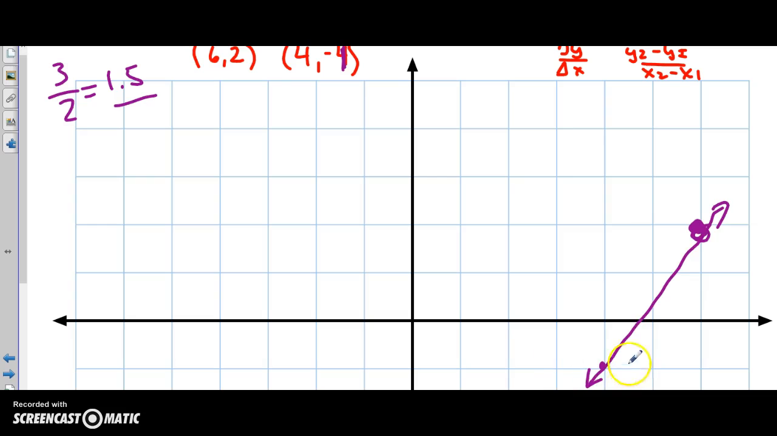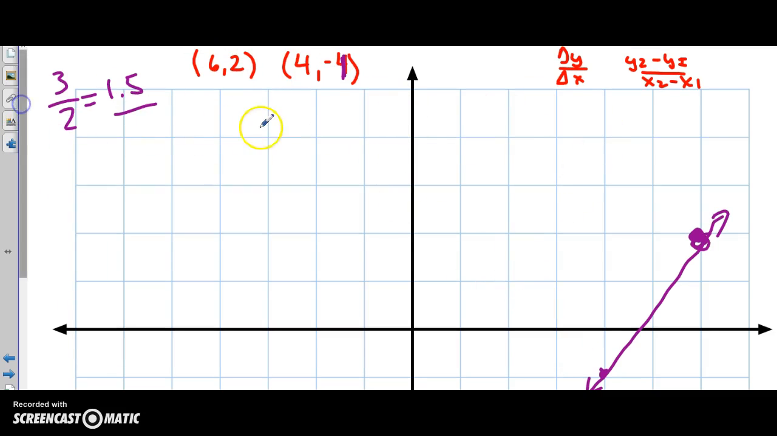Either way, it's positive because I'm going up. It doesn't matter that I wrote this point first and this point second. What's important is, once you look at the graph, is it going upwards, left to right? Yes, it is, so I have a positive slope. So let's ignore what I just did, and let's say I only had the points and I wanted to figure out what the slope is.